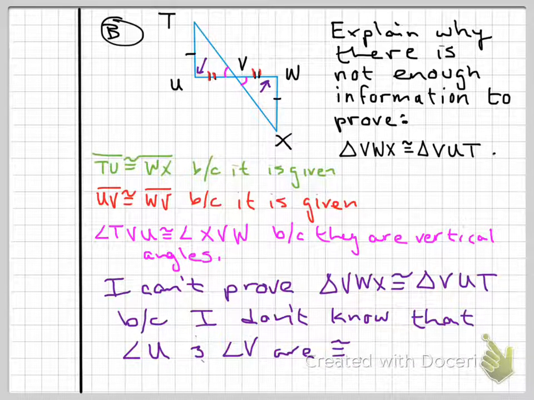Alright, so I guess that's it for some new examples. This example B, those two could be congruent. I just can't prove it with the information that's given.